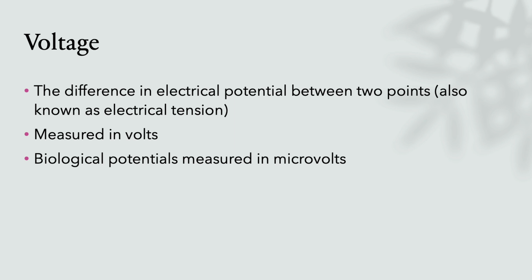The second component in electricity is voltage. In our river analogy, it would be how much water are we talking about in gallons. It can be described as the difference in electrical potential between 2 points, also known as electrical tension. We measure voltage with volts, and biological potentials are measured on the magnitude of microvolts, or millionths of volts.